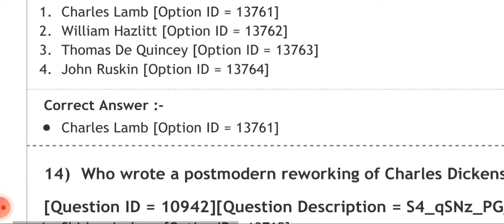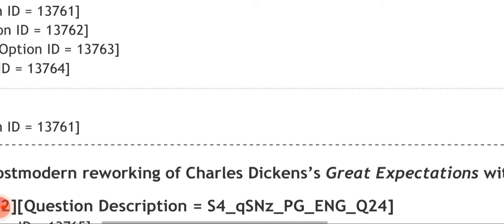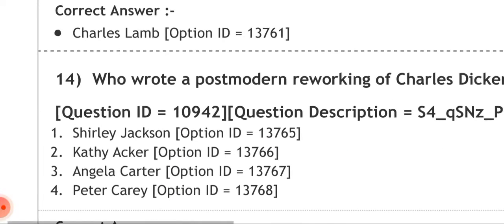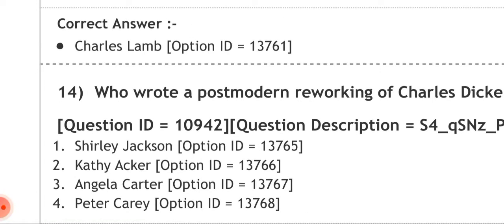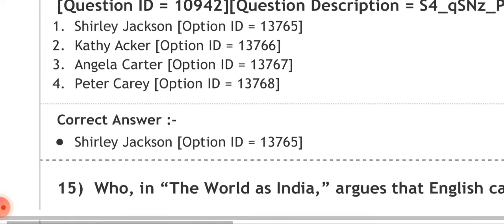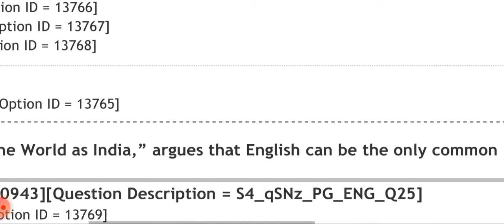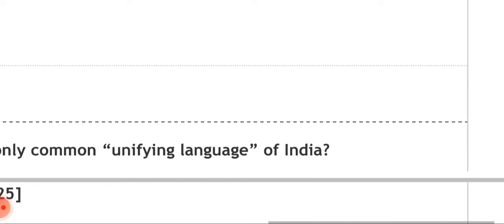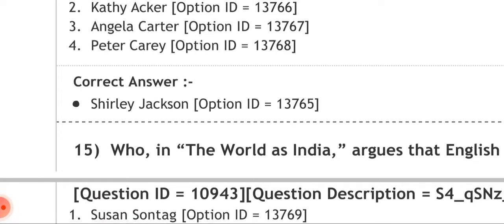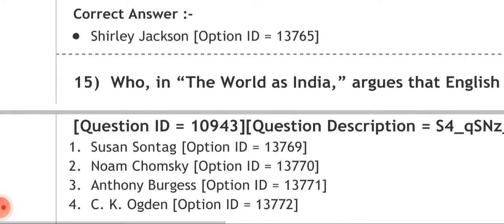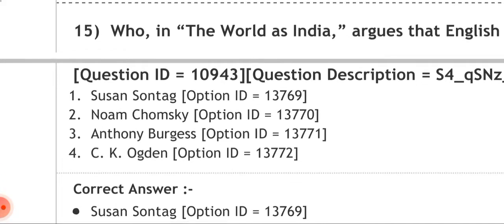Next question. Who wrote a postmodern reworking of Charles Dickens' Great Expectations without altering the original title? Answers are Shirley Jackson, Kathy Acker, Angela Carter, Peter Carey. The correct answer is given as Shirley Jackson. Number 15 is, who in the World as India argues that English can be the only common unifying language of India? Who has said that line? The options are Susan Sontag, Noam Chomsky, Anthony Burgess, C.K. Ogden. The correct answer is given as Susan Sontag.